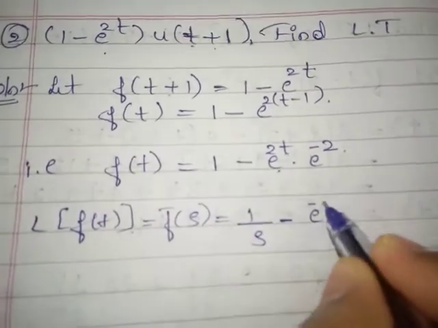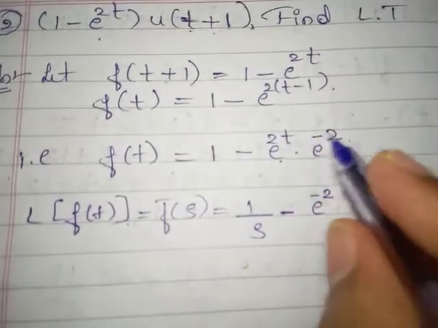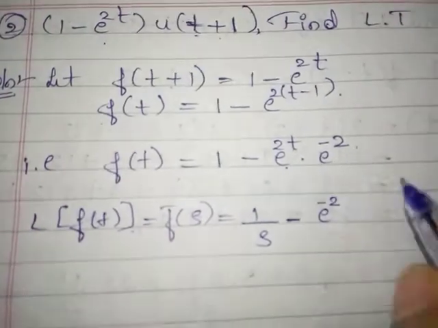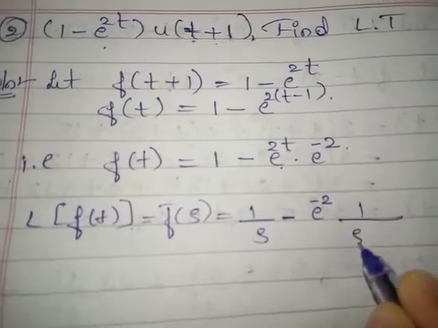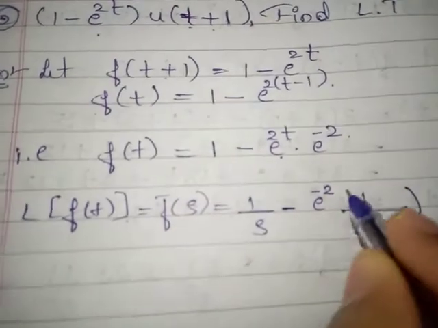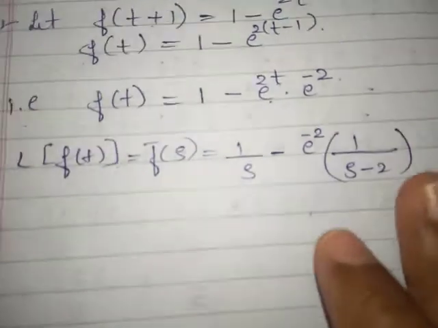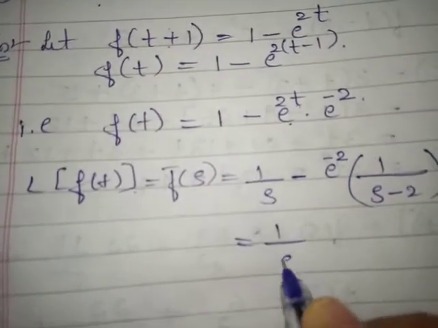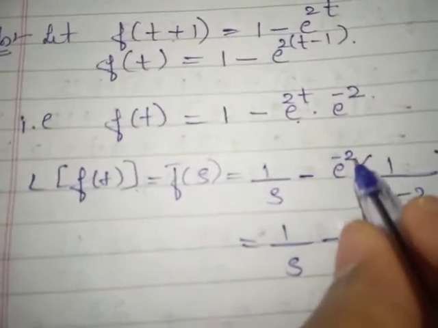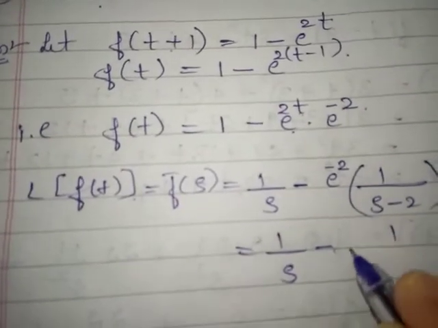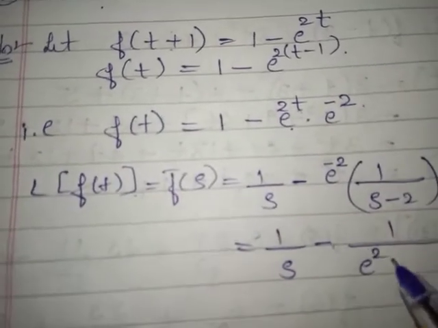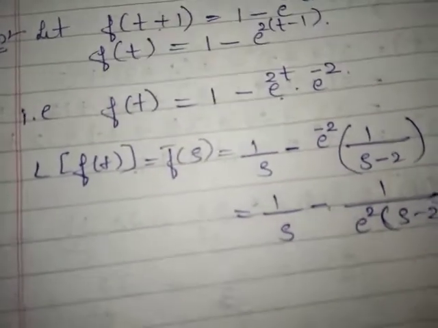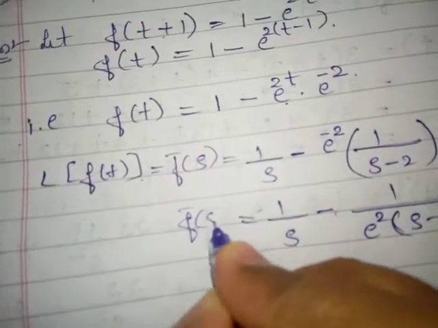e raised to minus 2 is a constant, keep it as it is. The Laplace transform of e raised to 2t is 1 divided by s minus 2. Now this can be written as 1 divided by s minus, here it is e raised to minus 2. Therefore it is e square into s minus 2. Okay, this is what f bar of s is.